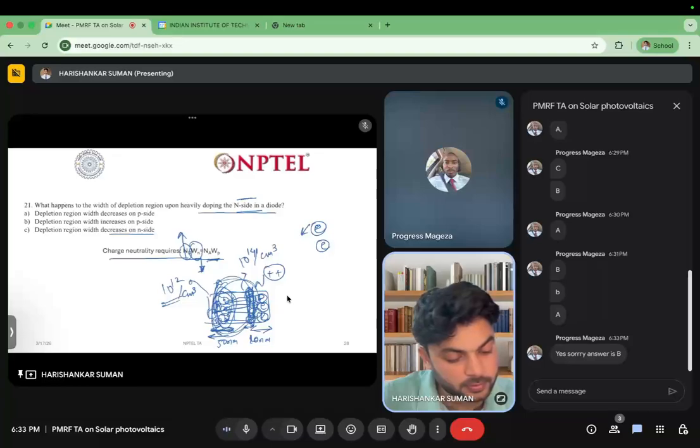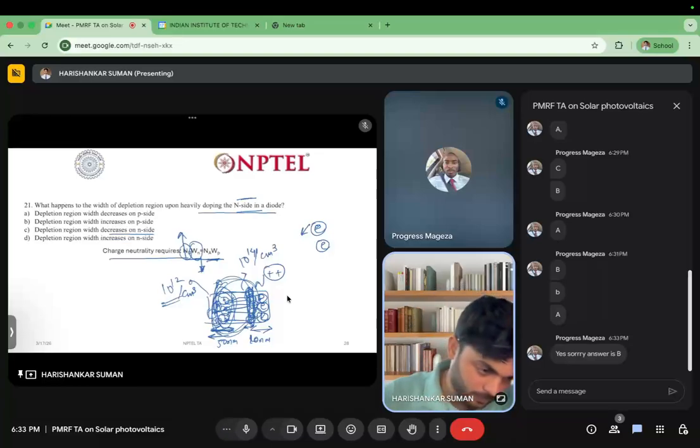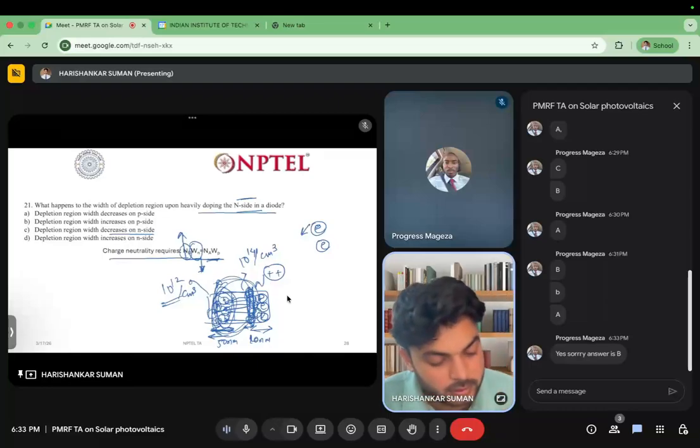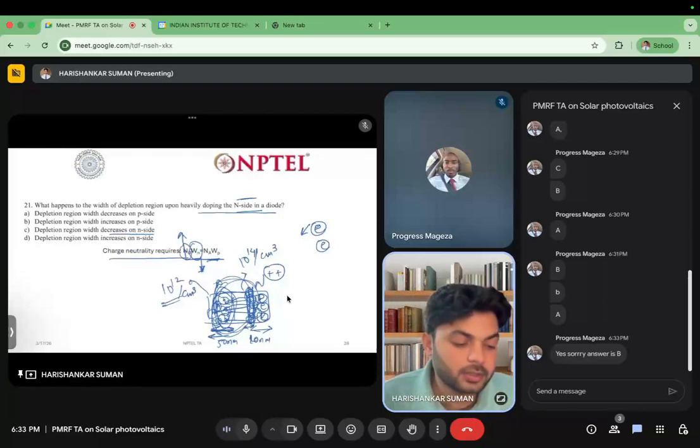Next question is this: what happens to the width of the depletion region upon heavily doping the N side in the diode?